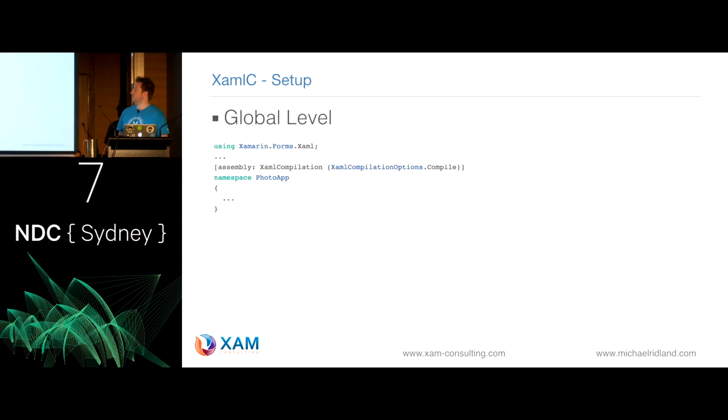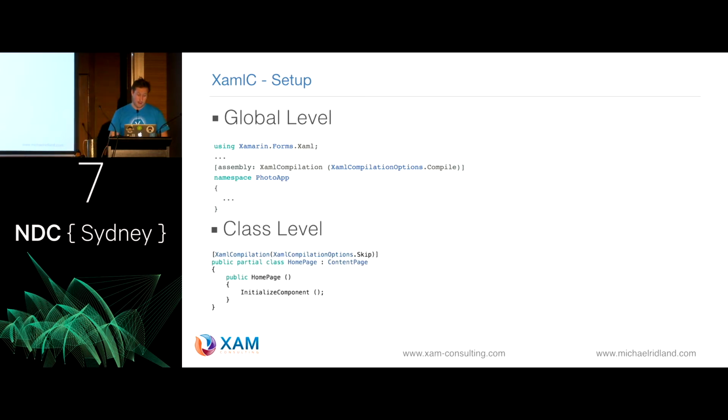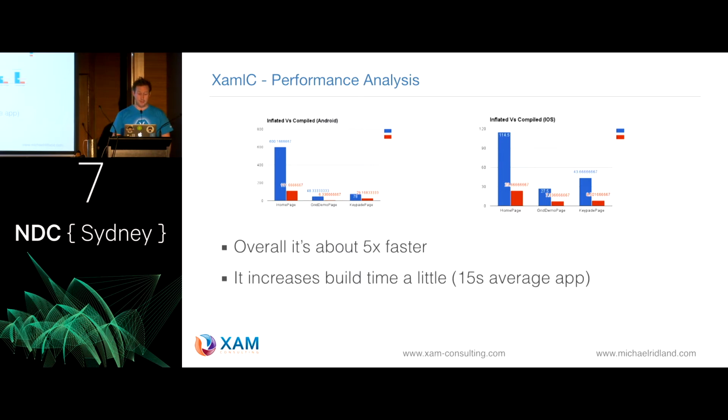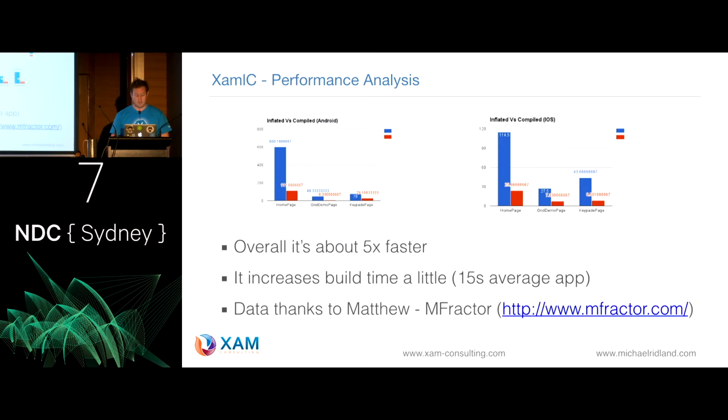At the global level, you can turn on the XAML compilation option, so that'll happen for that whole assembly. And then if you're having any issues, you can turn it off at the class level. In general, we've found it about 5 times faster. It really depends because it's all device specific, so you get different results on different devices and different numbers that you put in, but on average, it's about 5 times faster. It does increase your build times, but it's not very big. It's 15 seconds for your average app.